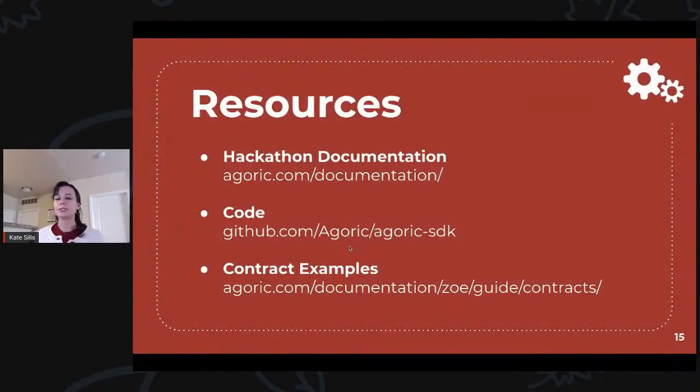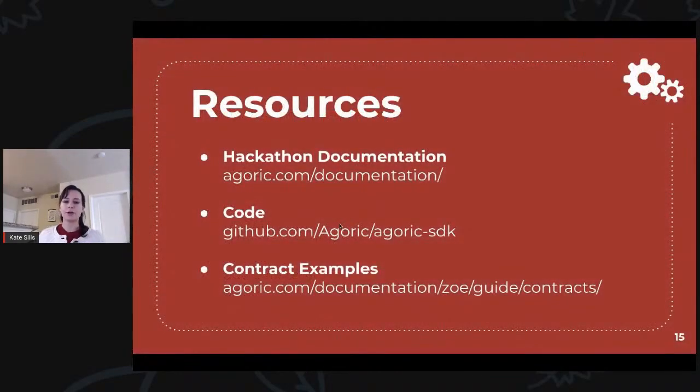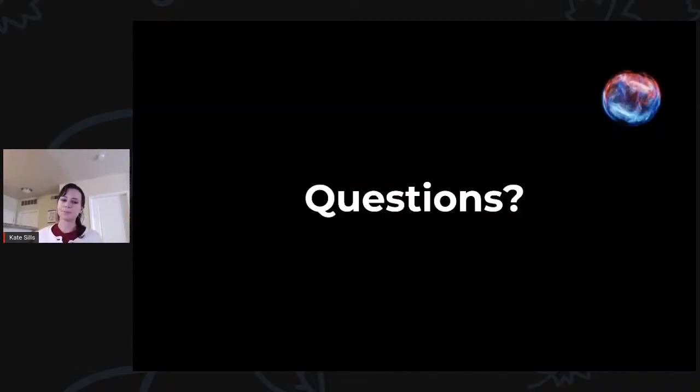So there are some resources. There's hackathon documentation. All of this code is within the Agoric SDK repository. And then we have a number of contract examples on our documentation site. So if there are any questions, I would love to take them now.